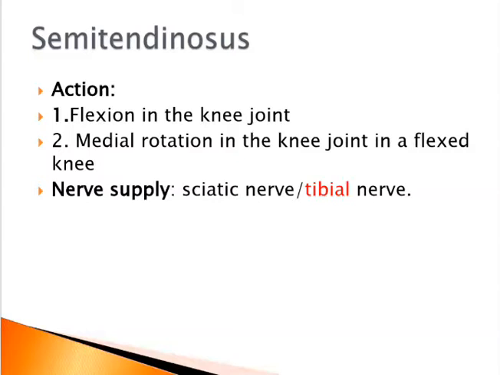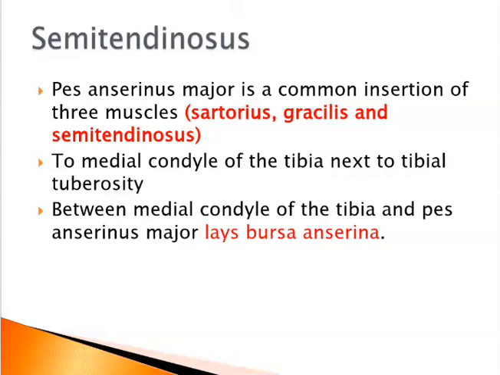Then we come to semitendinosus action. All the muscles of back of thigh do the flexion in the knee joint. And the semitendinosus, because it is located on the medial side, medially rotates the knee joint when it is flexed. And coming to nerve supply, it is supplied by tibial part of sciatic nerve. Then we have another medial muscle.